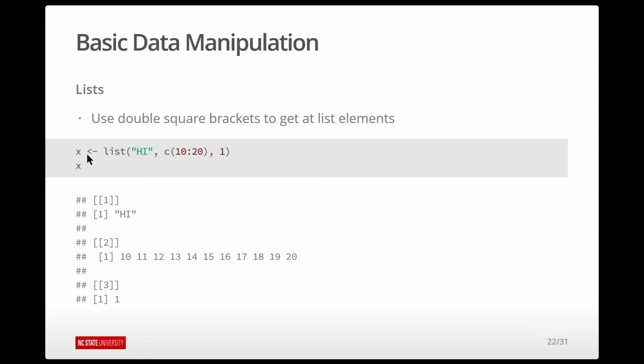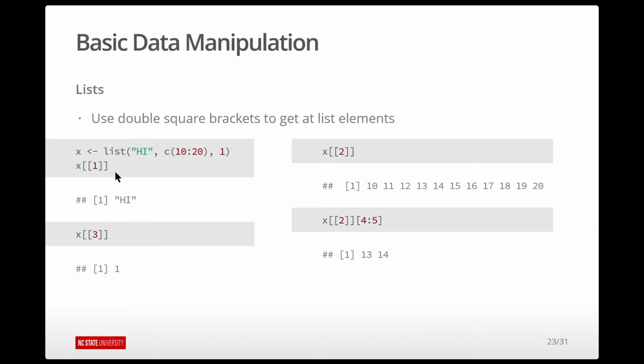And so I've just created a basic list with 3 things in it: a character vector of length 1, a numeric vector of length 11, and then a numeric vector of length 1. So you can see that I have these double square brackets representing each one of those elements, and then within there I would have vectors. So if I wanted to get at just the first list element, I could do x bracket bracket 1, and that would return that first element. X bracket bracket 2 returns the second one, bracket bracket 3 the third.